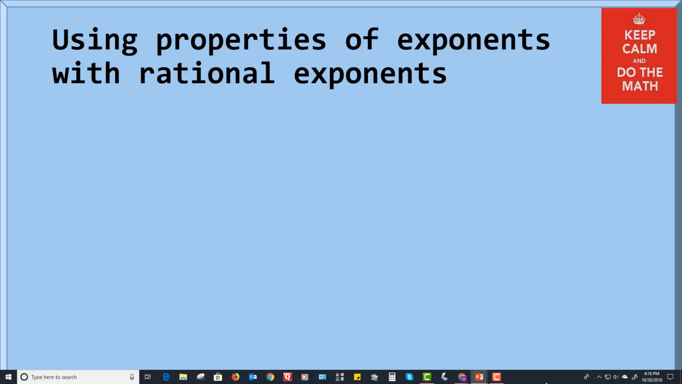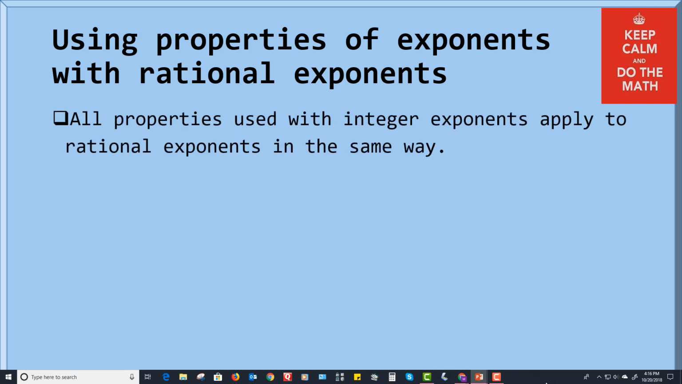In this video, we're going to discuss using the properties of exponents with rational exponents. All properties used with integer exponents apply to rational exponents in the same way.